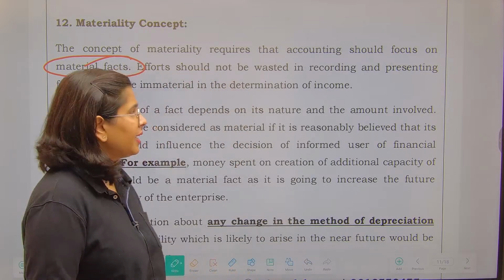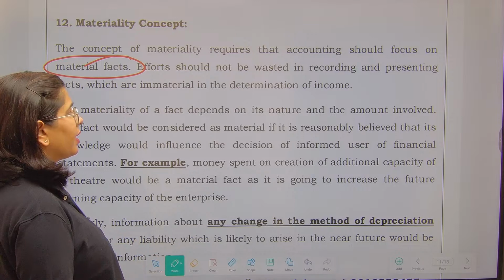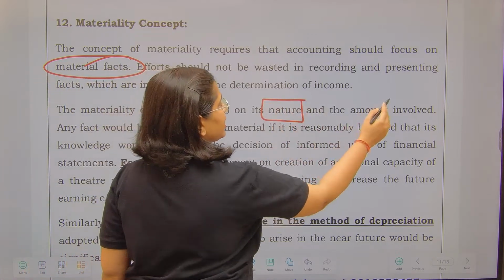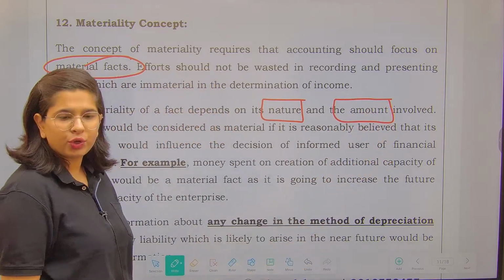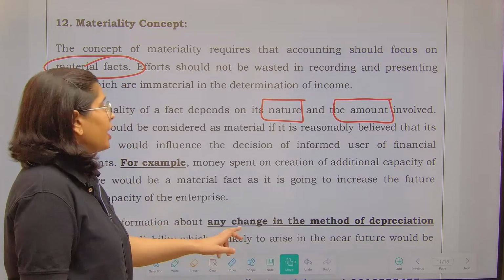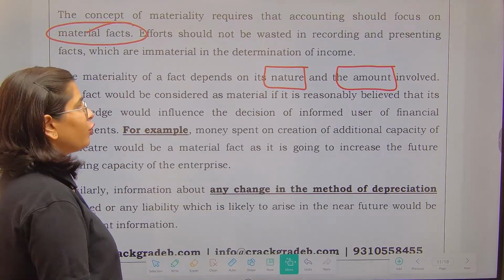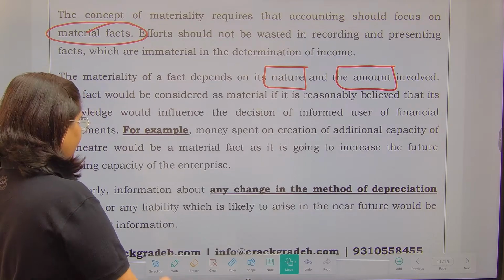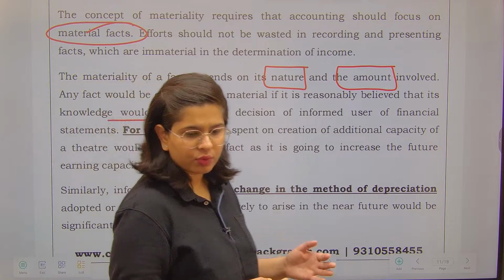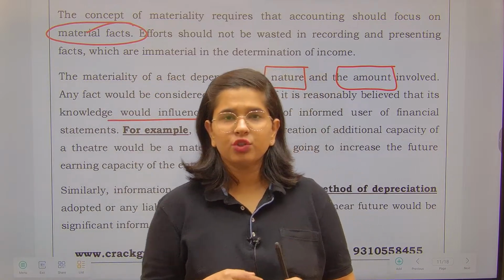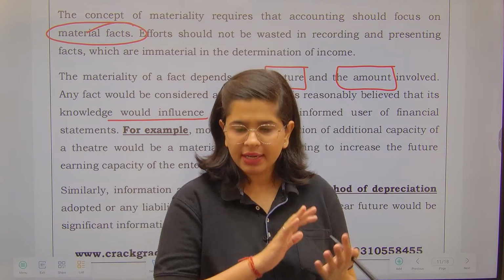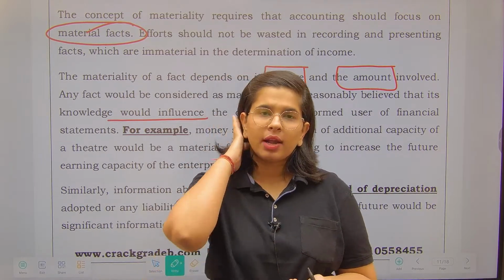Now let's see the materiality concept. This is what has been told over here. Materiality of a fact depends on two things. Number one is the nature of transaction and number two is the amount of transactions, right? Any fact would be considered as material if it influences the informed user. Suppose someone comes to me and says that you did not tell me this information, otherwise I would have made a different decision. Such facts are called material.